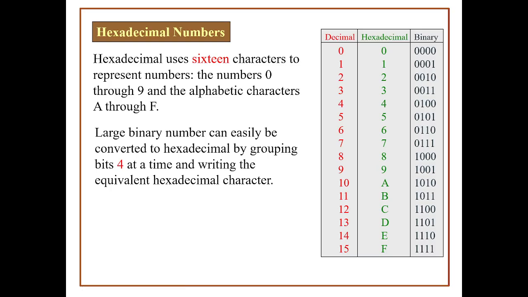Now hexadecimal numbers. Hexadecimal uses 16 characters to represent numbers: the numbers 0 through 9 and the alphabetic characters A through F. A large binary number can easily be converted to hexadecimal by grouping bits 4 at a time and writing the equivalent hexadecimal character. So 0 to 9 in hexadecimal is the same as binary, and 10 until 15 we represent with letters.